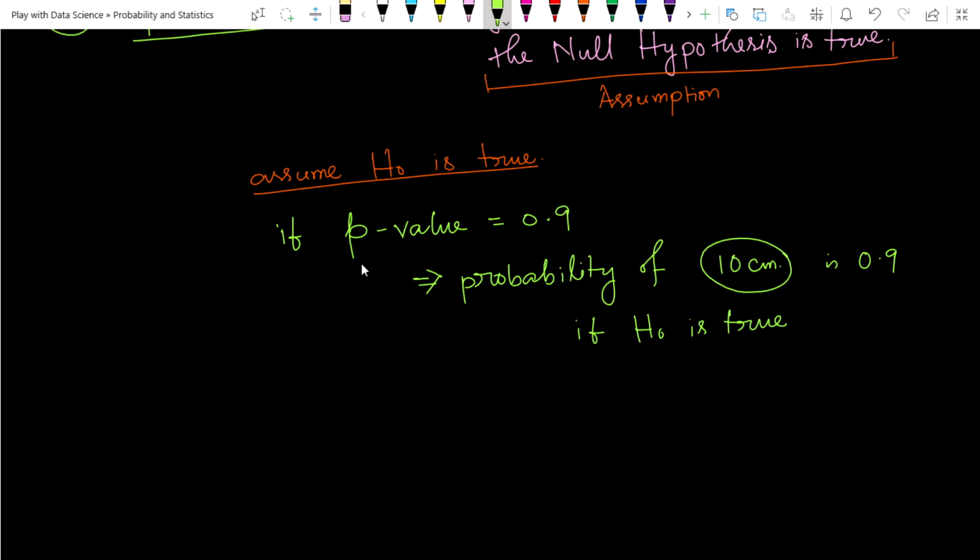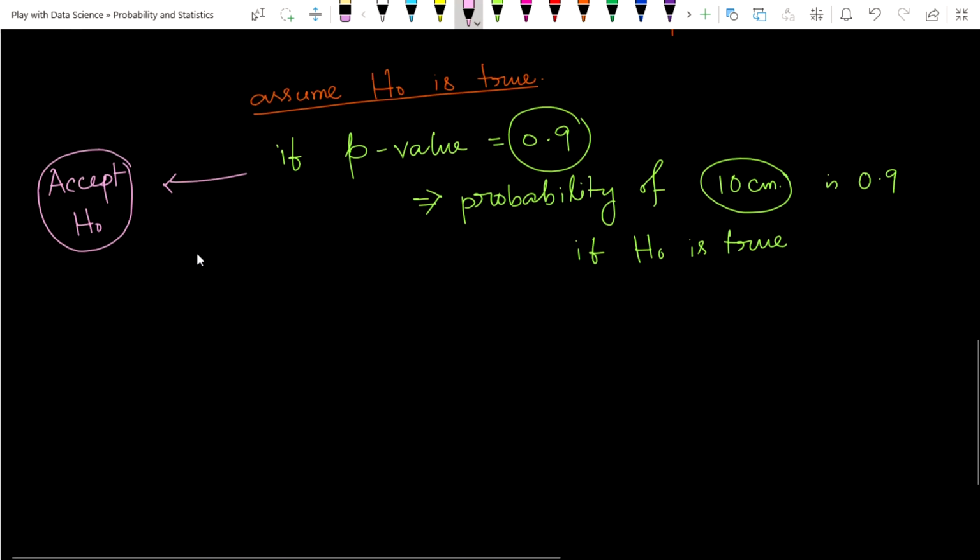If this value is sufficiently high, then in such cases we accept the null hypothesis. Here we accept the null hypothesis.